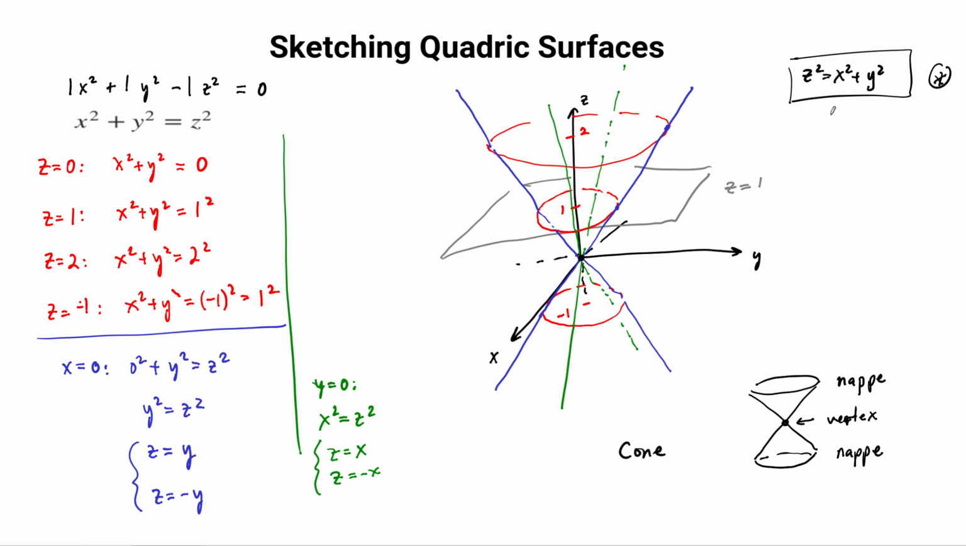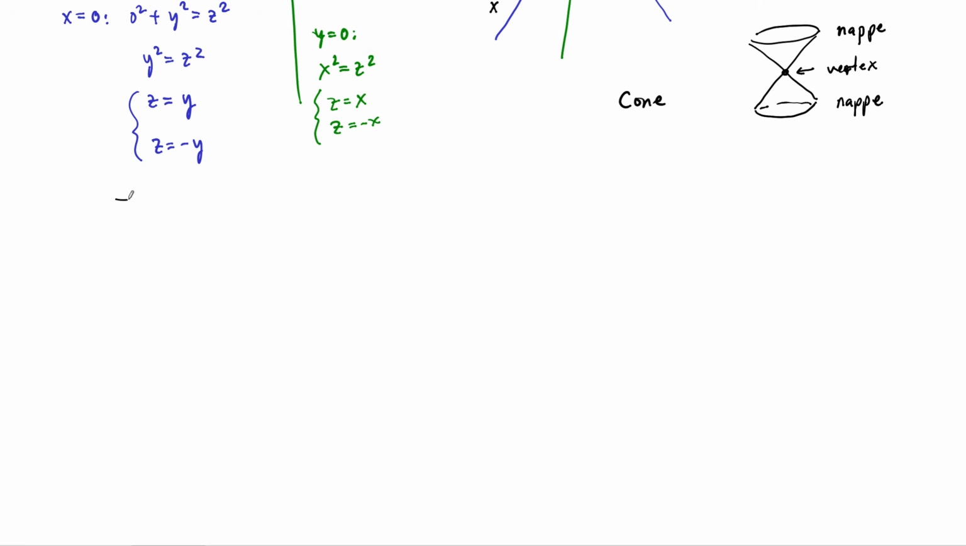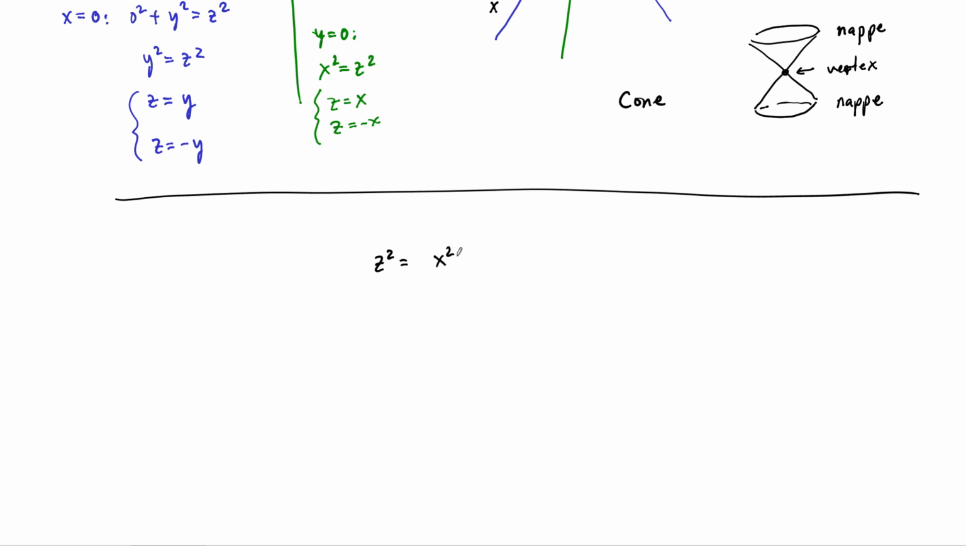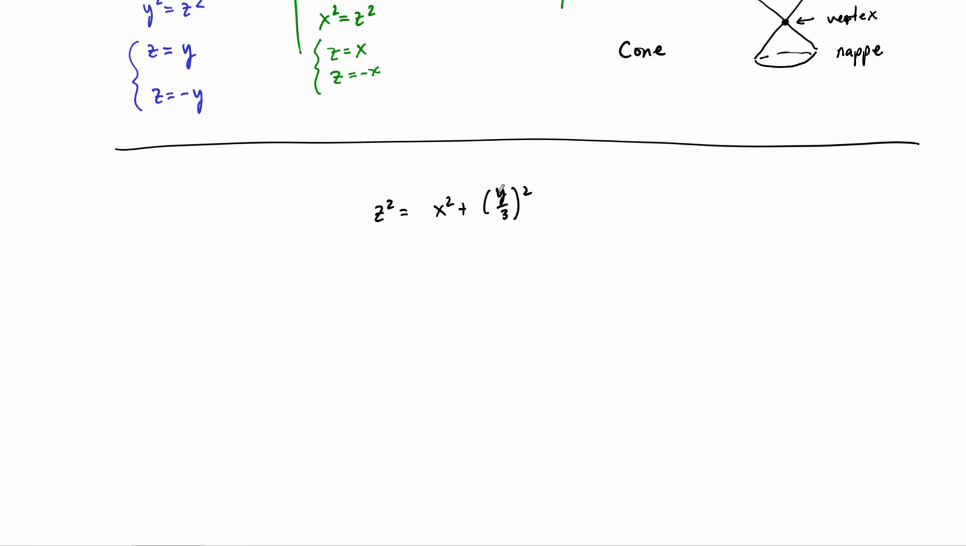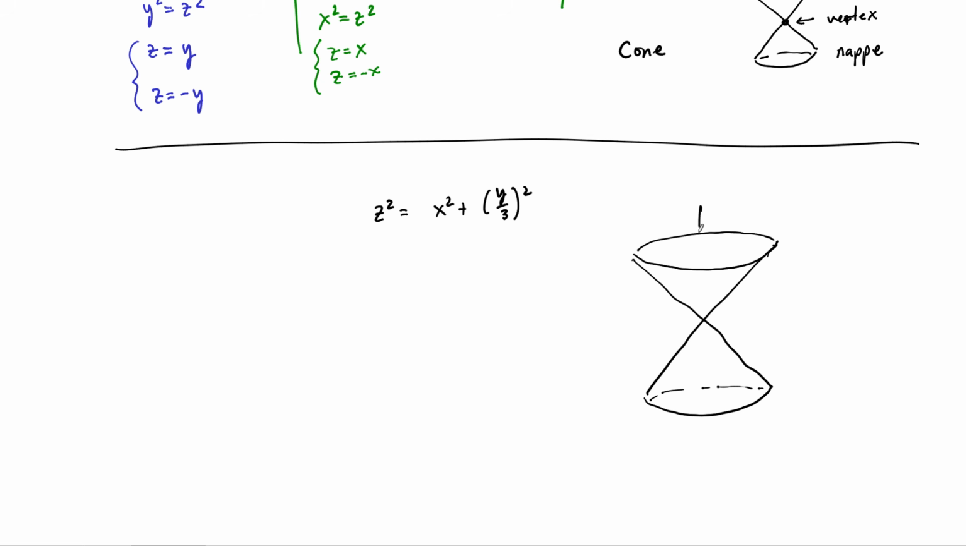What I've drawn here is a circular cone, and the one we've studied here is a circular cone. The cross sections are circles. If I were to write z squared equals x squared plus y over 3 squared, then this is still a cone, but one that is stretched in the y direction more than in the x direction. So this cone would have an ellipse cross section. It would be much fatter in the y direction.